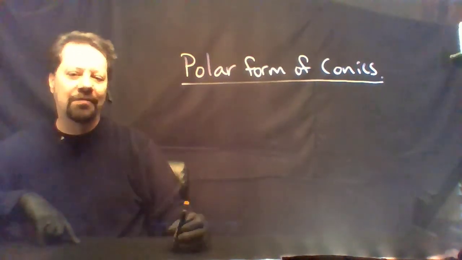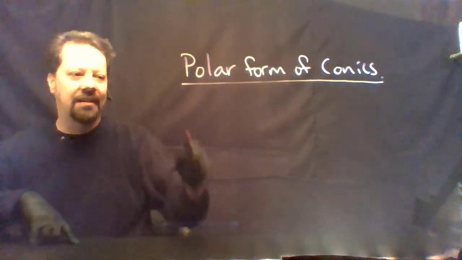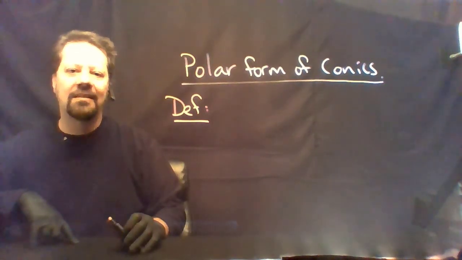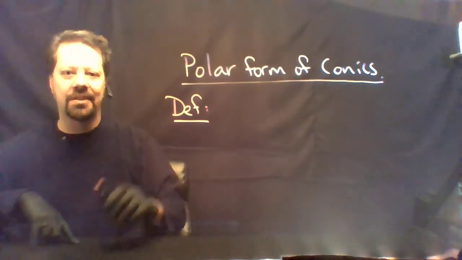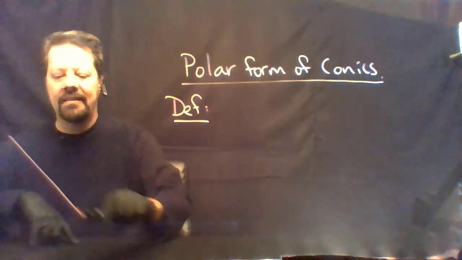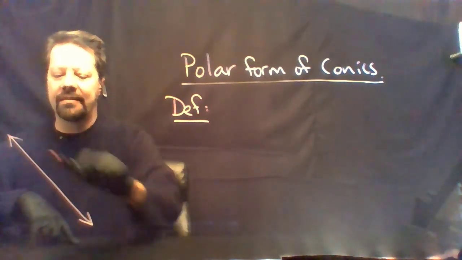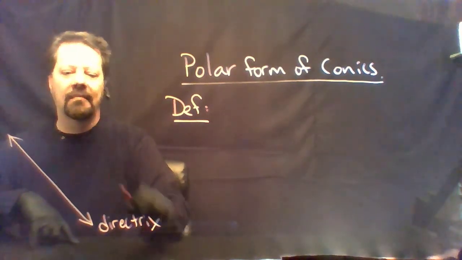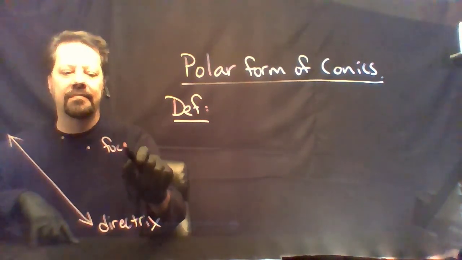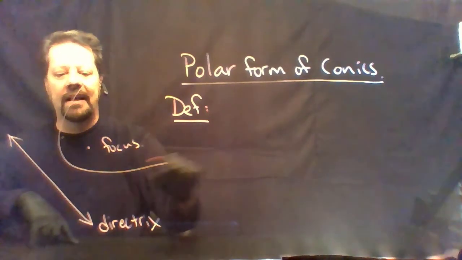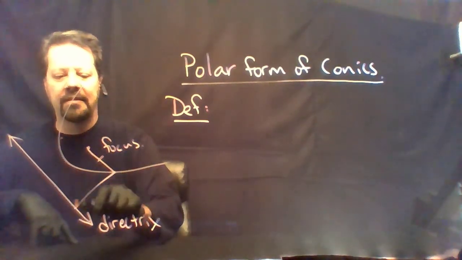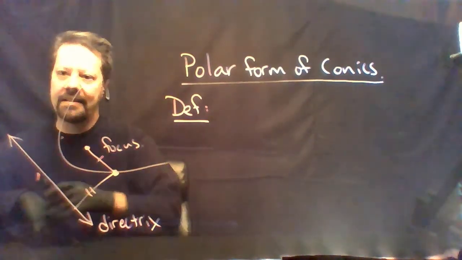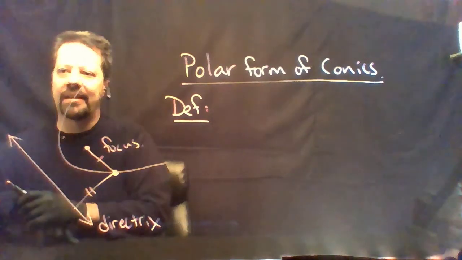To describe the polar form of conics, I'm going to make a new definition. And this definition will encompass all of the conic sections, not just one at a time. This definition has a directrix and a focus. And we're going to look at the distances between points on the curve and the distance from points on the curve to the directrix.